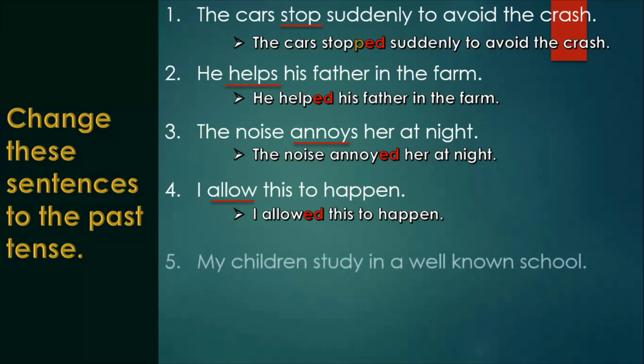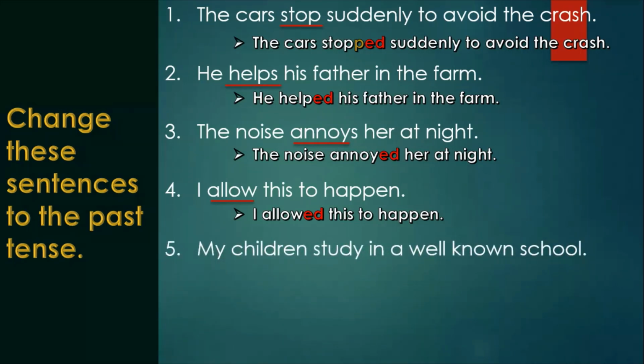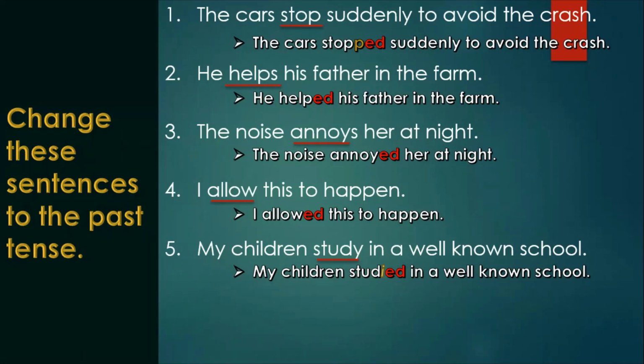Okay, so let's look at the last one. Actually, I got two more. My children study in a well-known school. How do I change this from present to past? Very good. So my verb is study, okay? And I'm just going to now change it. There we go. Now, if we remember the rules, this one is a little bit different because this one has a consonant and a Y. So that means that I need to eliminate my Y and add an I-E-D. So my children studied in a well-known school.